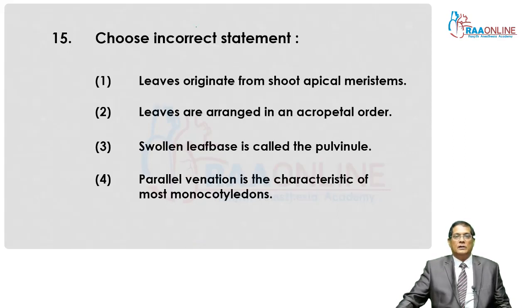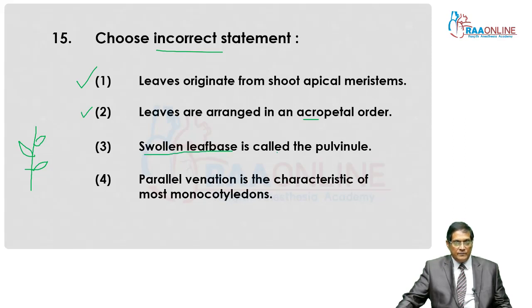Question number 15. Choose the incorrect statement. Leaves originate from the shoot apical meristem. It is right. Leaves are arranged in acropetal order. That is also right. Acropetal order means they originate from the node and the older leaf is at the base. Towards the apex, new leaves are there. This type of arrangement of leaf is known as acropetal.